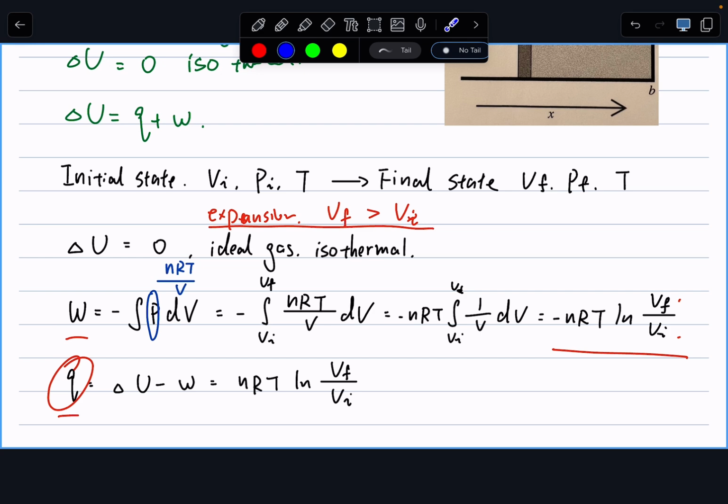Yes? If heat is flowing into the system, how does it flow into the system? Does that matter? It doesn't matter how it flows into the system. Just know there's heat transfer between your system and the surrounding.